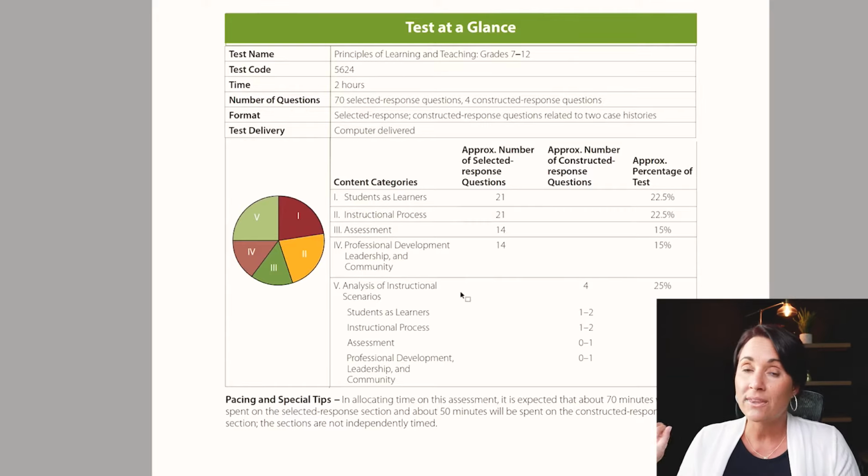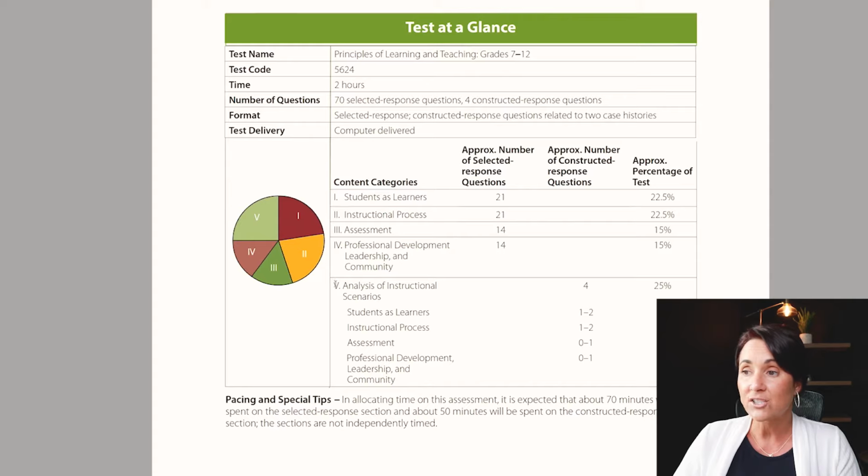All right, so now that we've gotten to know the blueprint, the test specifications, and the sample questions and answer explanations, I want to take a look at the constructed response. Now, this is the writing portion of the test. It's the short answer part of the exam.